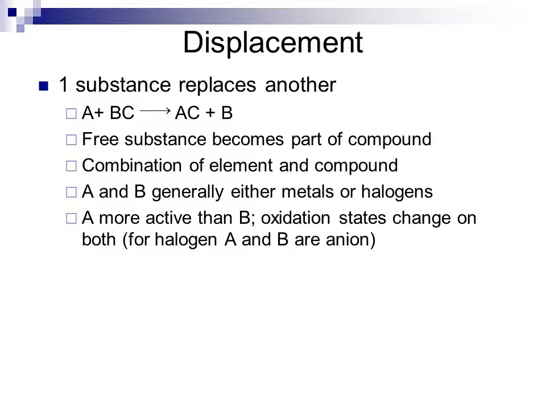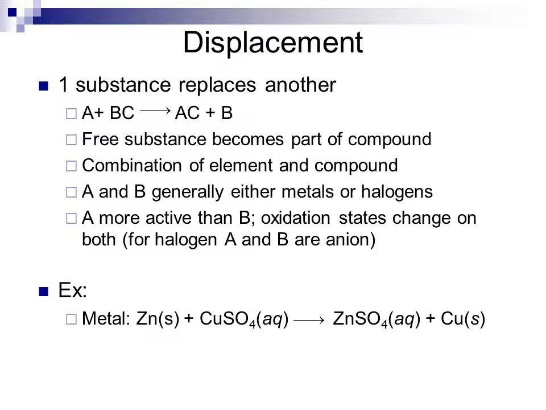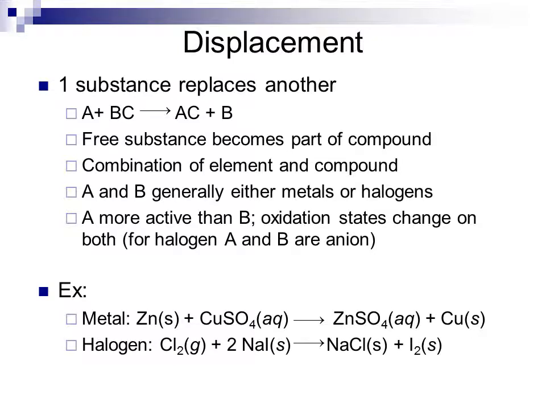In these sort of reactions, an oxidation state will change for both A and B. In a metal replacement, A and B are the cation. In a halogen replacement, A and B are the anion. Examples of the displacement reaction: for a metal, zinc can displace copper, where zinc as a more active metal will take the place of copper in the reaction, forming zinc sulfate and copper as free elemental copper. In the halogen replacement, chlorine as a more active element than iodine can take the place of iodine in sodium iodide, making sodium chloride and iodine as a solid.